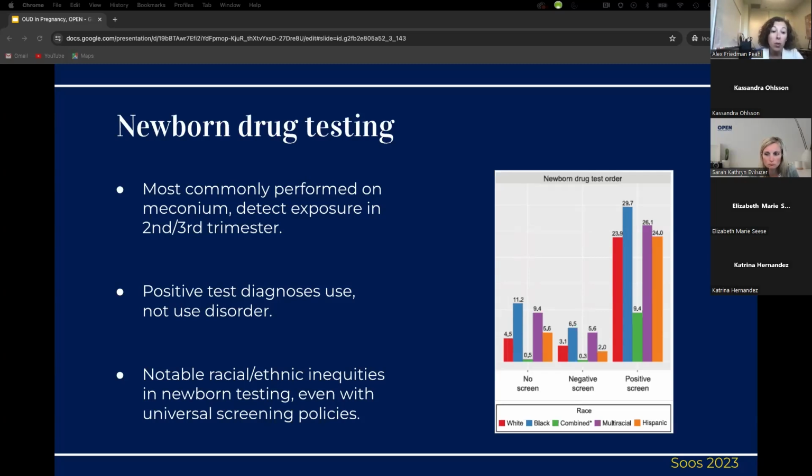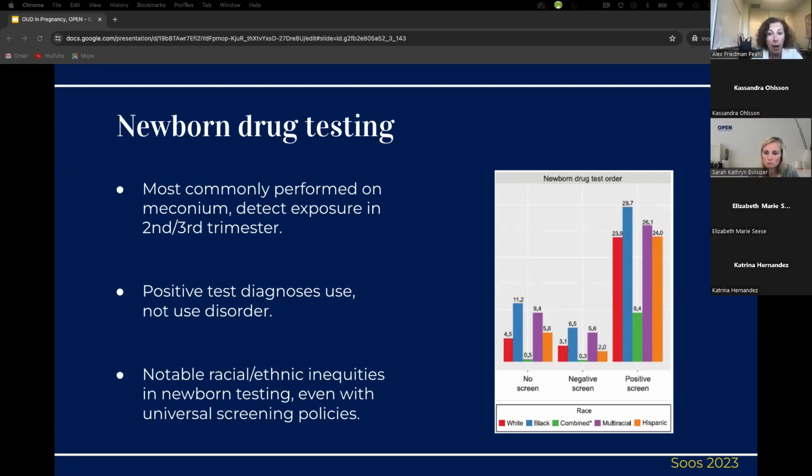And it's important to acknowledge the notable racial and ethnic inequities we have seen in newborn testing across the country. And these have actually persisted even with universal screening policies implemented at institutions. This bar graph on the right is the result of a retrospective cohort study of over 7 years of data at a single Midwestern institution. The study crossed over before and after implementation of a universal verbal screening program. And in almost 15,000 patients, implementation of the universal drug screening did reduce inequities in urine drug testing in pregnancy. But we did not see that benefit carry over to newborn drug testing.